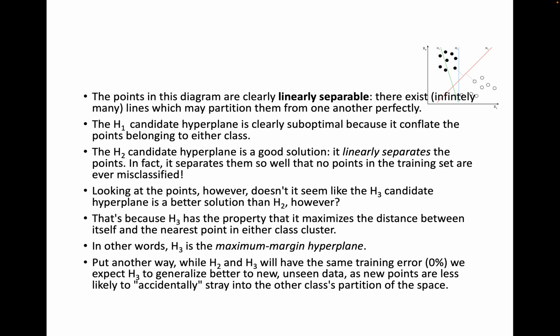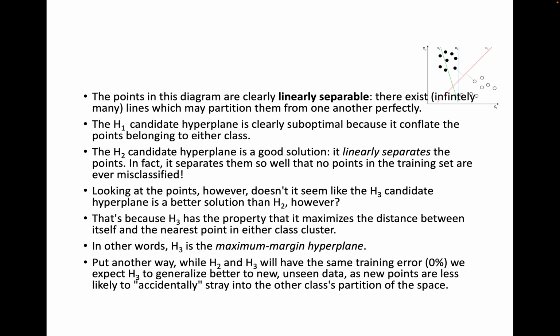However, doesn't it seem like the H3 candidate hyperplane is the best solution? That is because H3 has the property that it maximizes the distance between itself and the nearest point in either class cluster. That is, the distance, the margin, has been maximized. So even if a point comes a little forward or backward, it will still be classified. Understand? Not from the training data, even if something new comes in the test data, it will still be classified. In other words, H3 is the maximum margin hyperplane, and the maximum margin hyperplane is the optimum hyperplane.